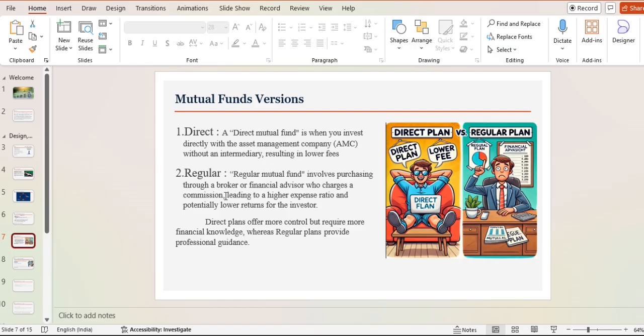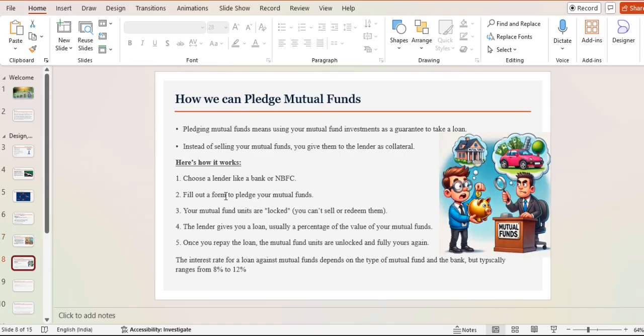In the next video, we will talk more about how we can pledge mutual funds, which is a very important topic.